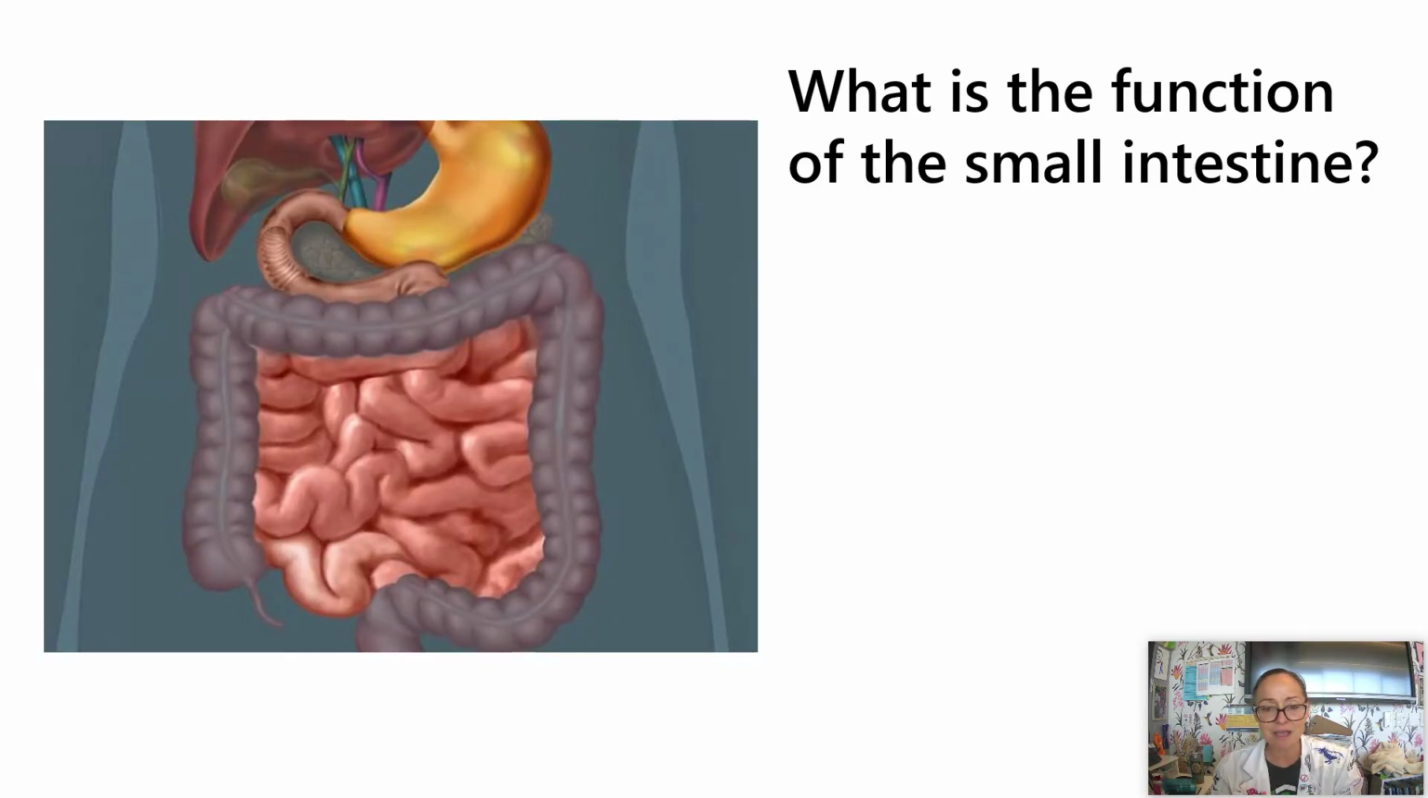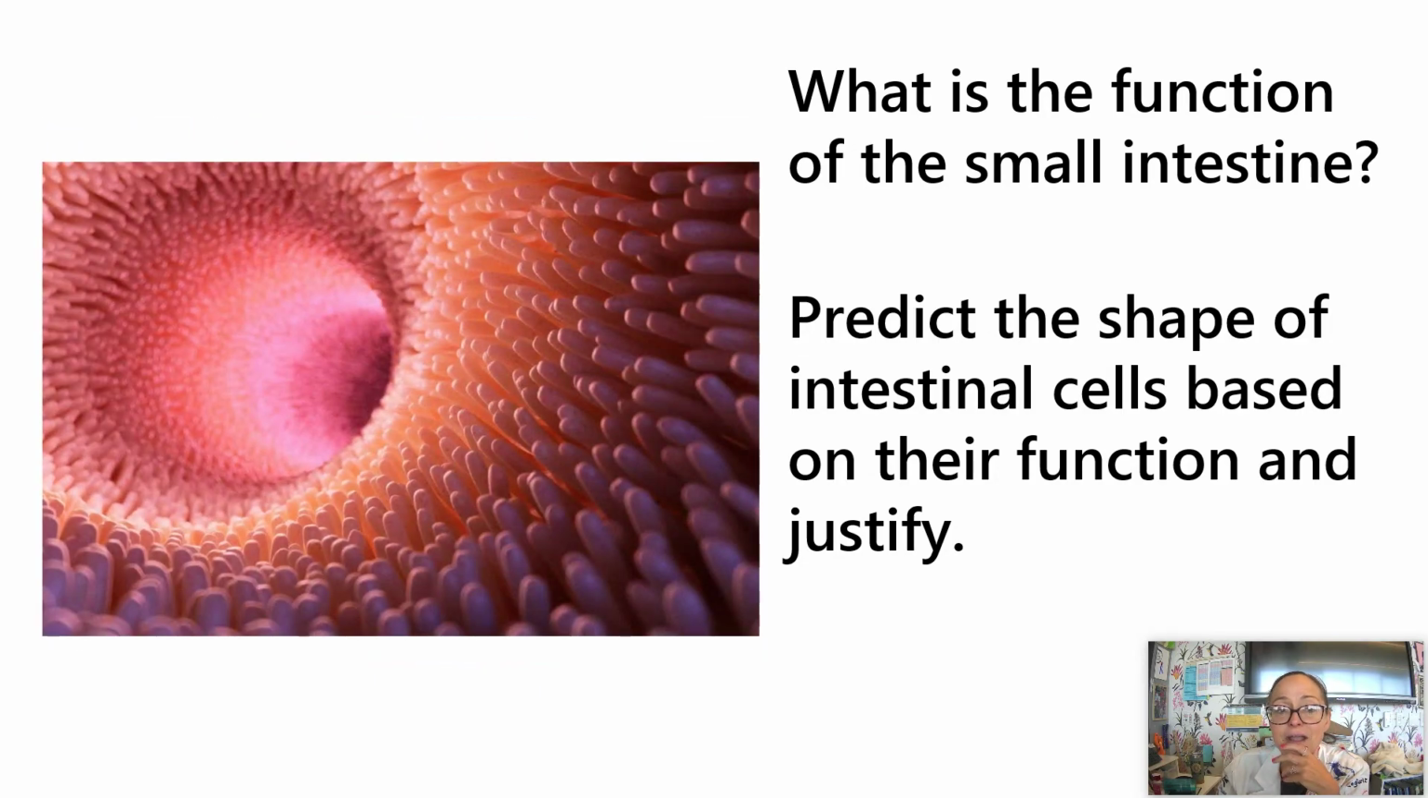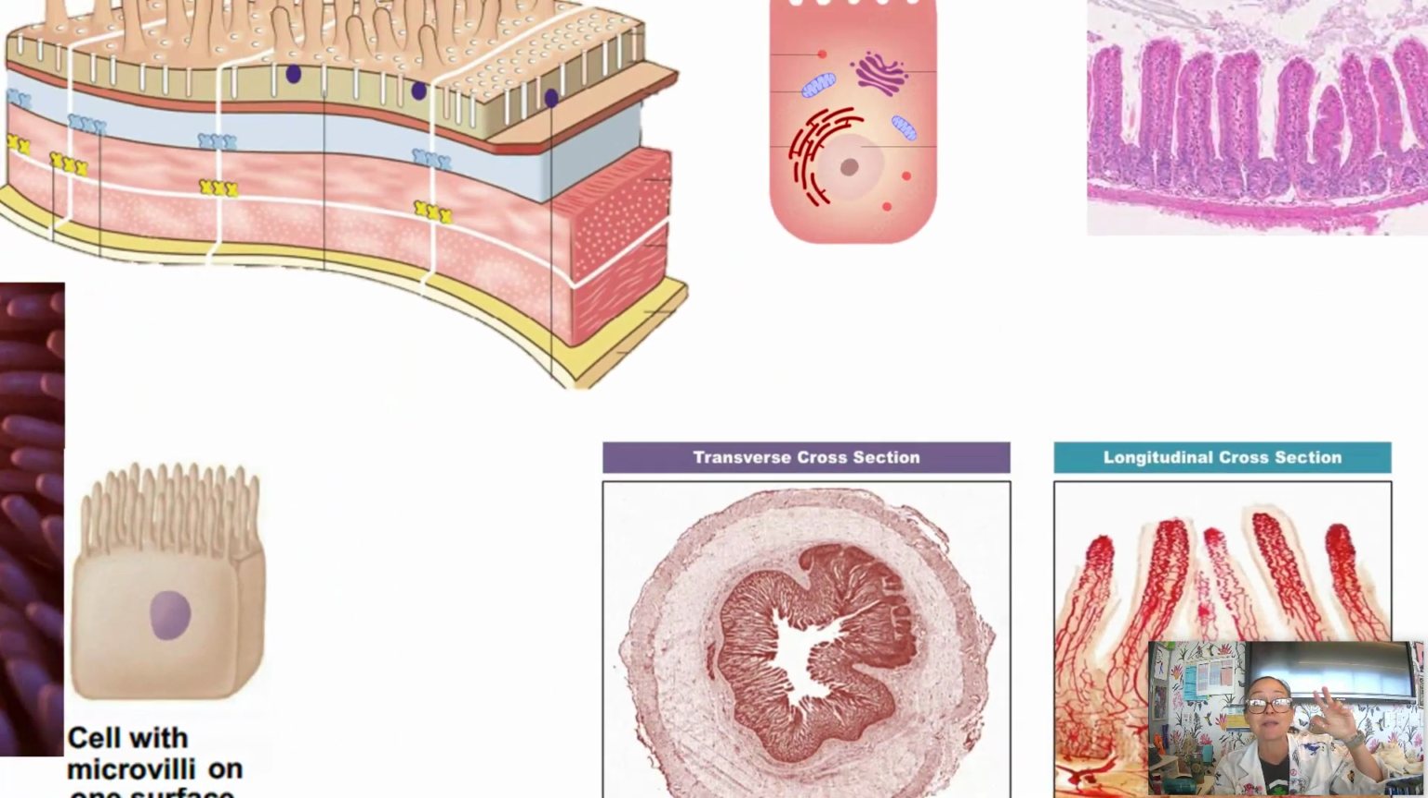So when we think about the cells lining the intestines, predict the shape of intestinal cells based on their function. If we need lots of absorption and diffusion of molecules and nutrients entering into our body, the amount of surface area is going to matter. So we need a lot of surface area for that absorption and diffusion of nutrients from our food into our bodies. What would be a good shape for that? It's going to be something with a high surface area. And the cells lining our intestines have lots of little finger-like projections.